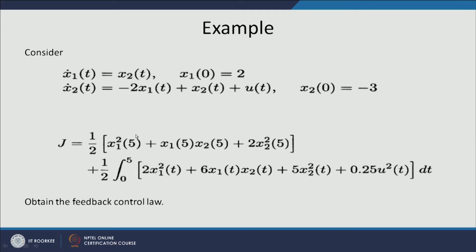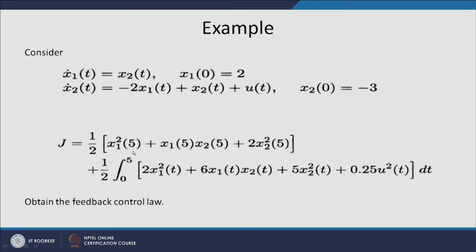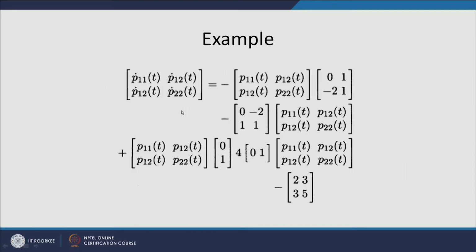So, to solve this problem, what will be my A, B, C, D? My A is 0 1 minus 2 1, B(t) is 0 1, F(t) which is given here, Q(t) is 2 3 3 5, R(t) is 1 by 4, and t0 and tf are specified as 0 and 5. So, tf we have taken as 5 and the starting point t0, the initial point, is specified. To determine the u, we have to write our Riccati equation.